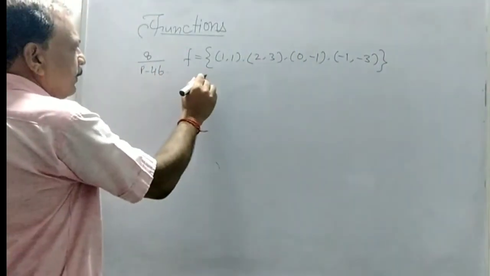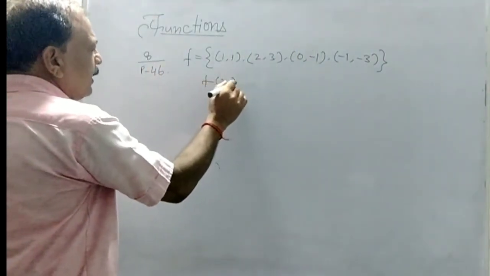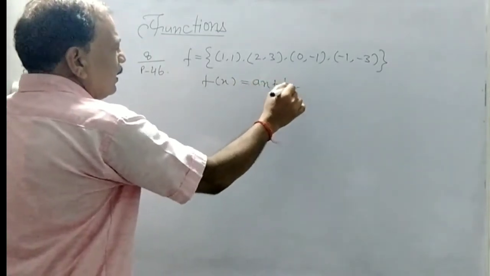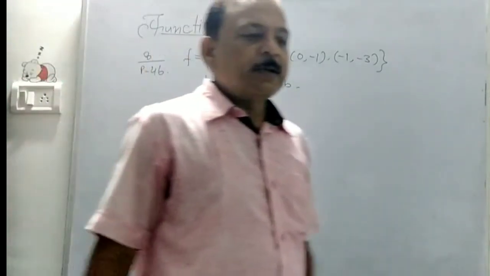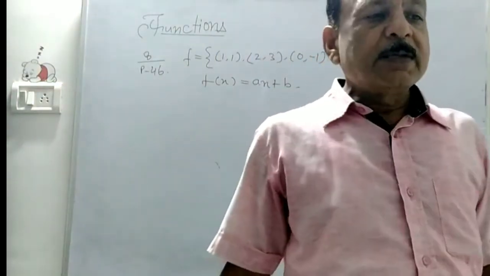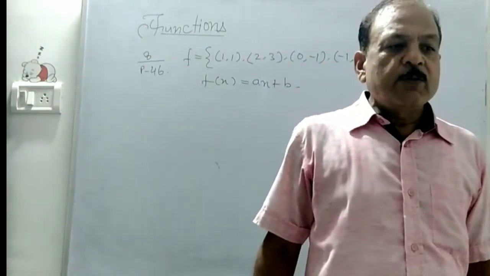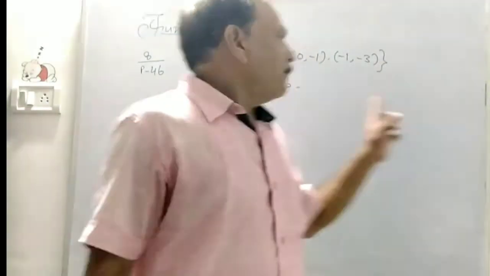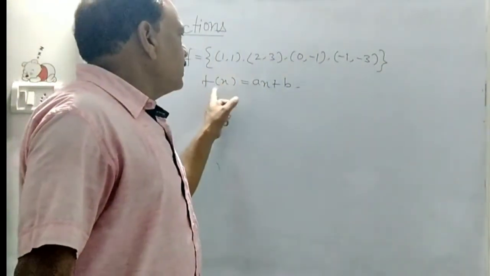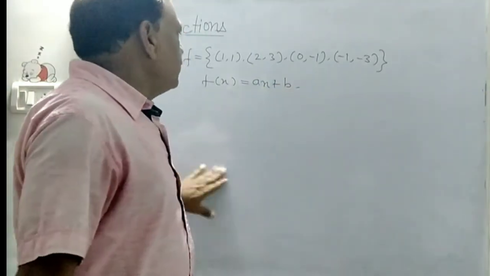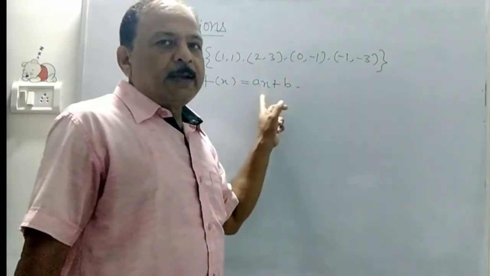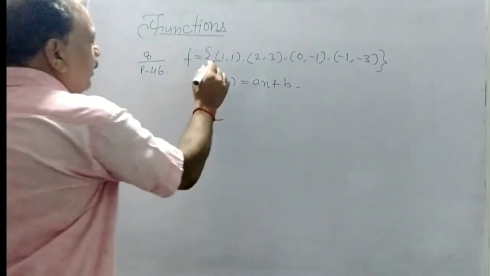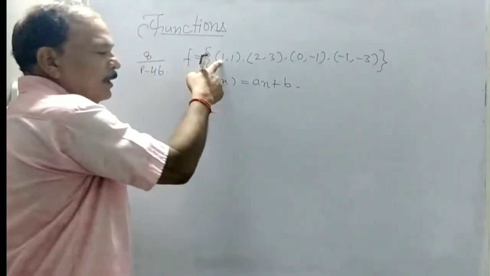A function f(x) is given as ax plus b. This relation is given, f(x) equals ax plus b. Find the value of a and b. So to find the value of a and b, now here you see the first coordinate is x.